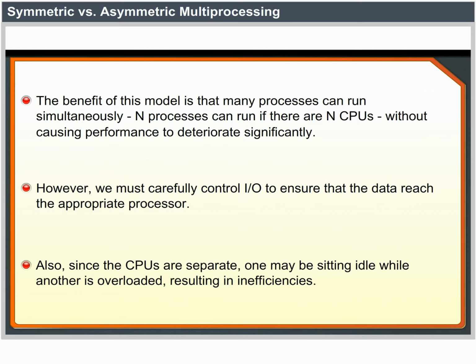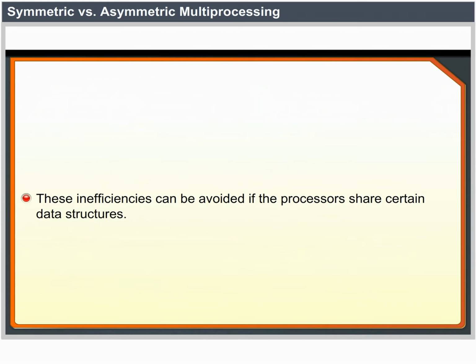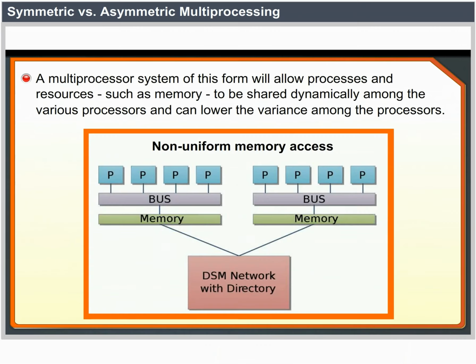These inefficiencies can be avoided if the processors share certain data structures. A multiprocessor system of this form will allow processors and resources, such as memory, to be shared dynamically among the various processors and can lower the variance among the processors.